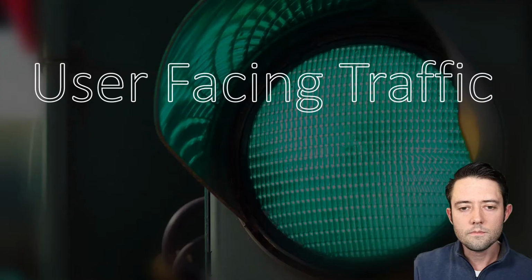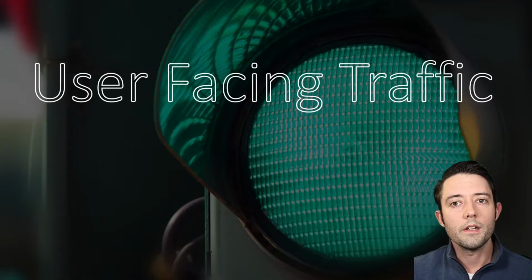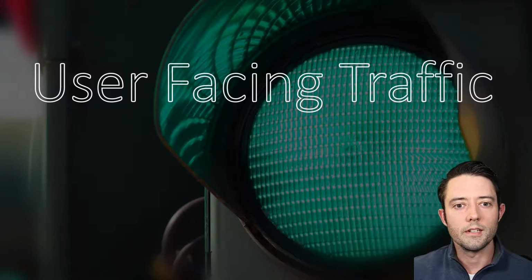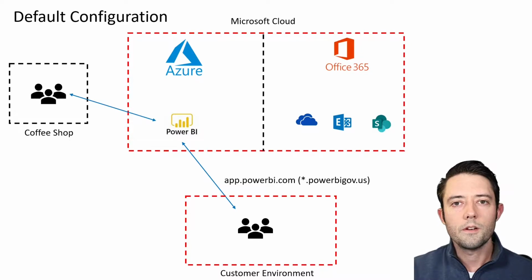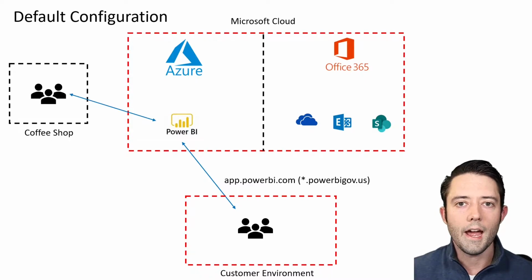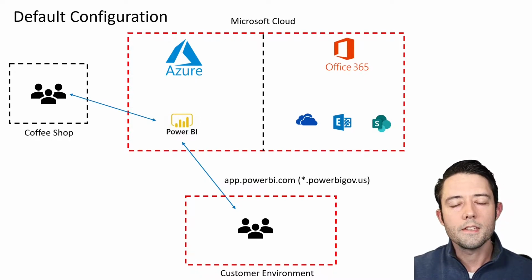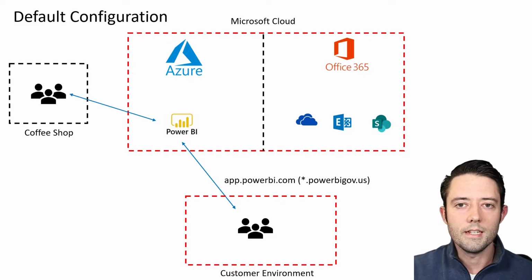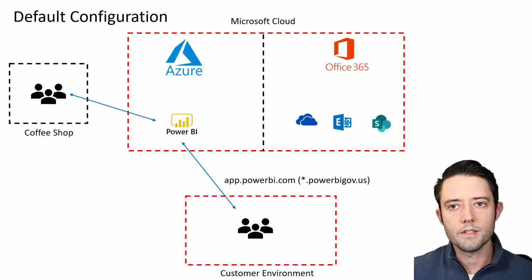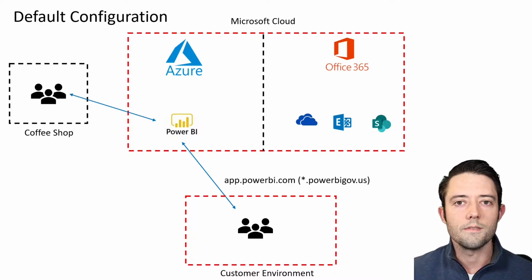All right, so now we're going to jump into the user-facing traffic here. What I have here is a diagram of the out-of-the-box configuration for the Power BI service. And there's a couple of things that are going on here. One is you'll notice that the Power BI service actually lives in Azure. Now, in most cases, you're going to be licensing Power BI through Office 365. But Power BI, the service, actually lives in the Azure data center region that's configured for your Office 365 tenant.